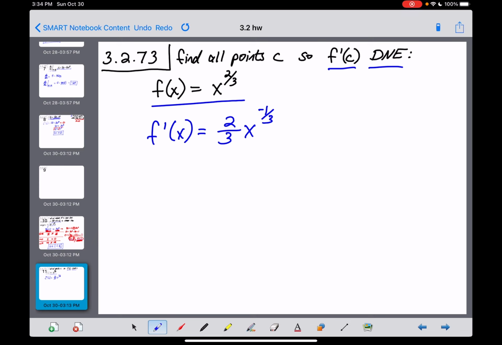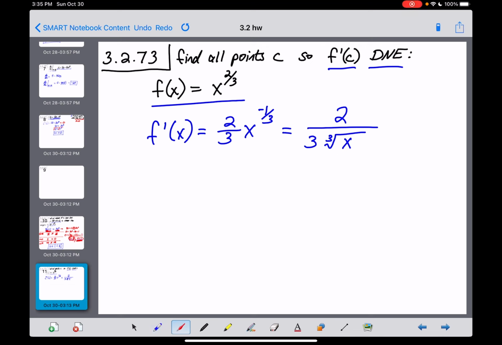Now, that's correct for the derivative, but I think it would be much easier for us to understand if we rewrote that a little bit. I'm going to keep that 2 on the top, and the 3 from the 2/3 is on the bottom. X to the negative 1/3 is going to become a cube root located down in the denominator of your fraction. So I think that would be a more practically useful way of writing the derivative, 2 over 3 times the cube root of x.